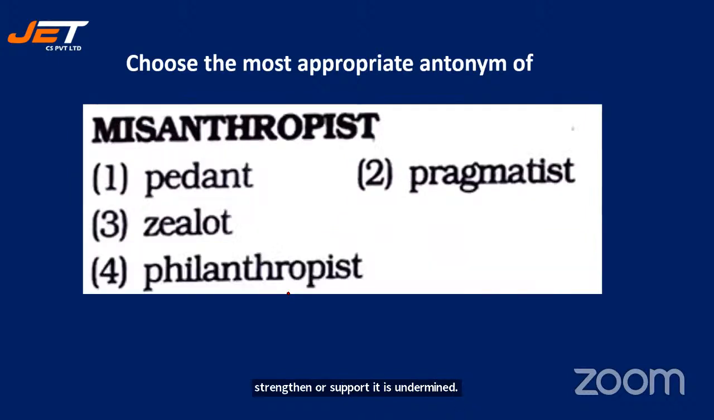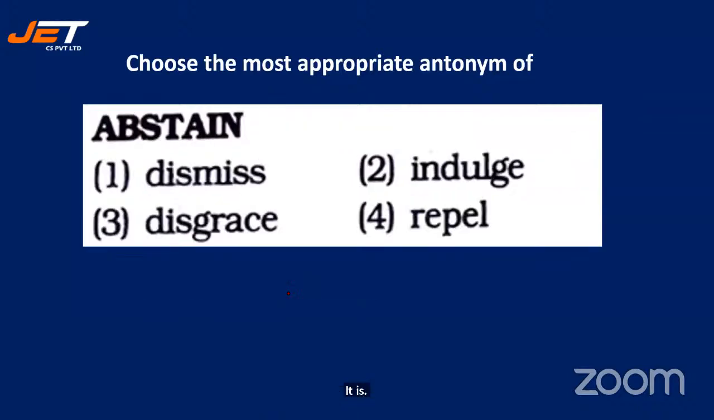So next, appropriate antonym of misanthropist. Is it pedant? Is it pragmatist? Is it zealot? Or is it philanthropist? So I'm giving you the answer. It is philanthropist. All right, students. So just quickly make a note of these.